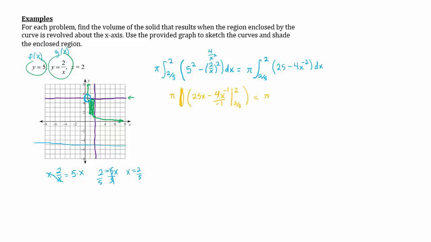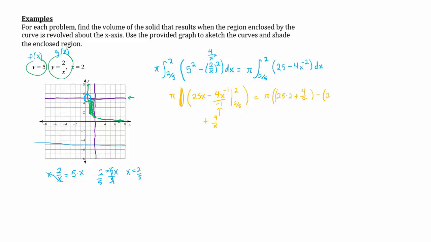So pi, we've got 25 times 2. I would like to rewrite this. This is really plus 4 over x. So 25 times 2 plus 4 over 2. If you're just plugging it into the calculator, you don't really have to rewrite it, but if you're doing it by hand, it's easier to think of it as a positive exponent on bottom.